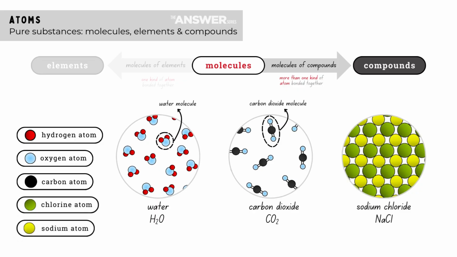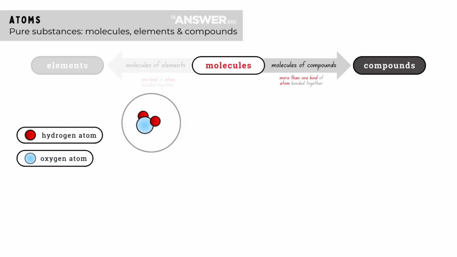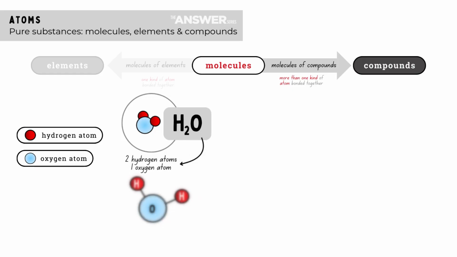As compounds are formed during chemical reactions, they can be broken down into their elements or other compounds by means of chemical reactions, and we will look at this in more detail in a later video. The atoms in a compound will always occur in a fixed ratio, as shown by the chemical formula. For example, the chemical formula of water is H2O, because a water molecule always has 2 hydrogen atoms bonded to 1 oxygen atom. So the ratio of hydrogen to oxygen in any water molecule will always be 2 to 1.